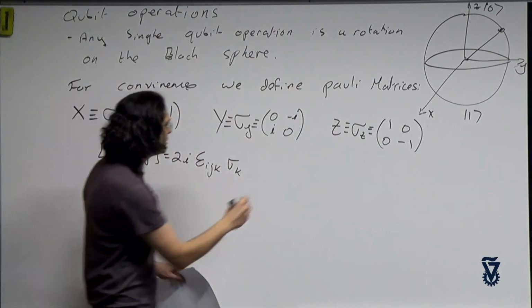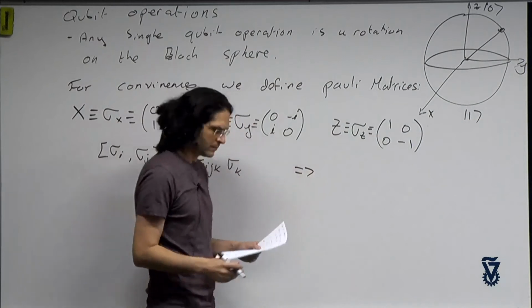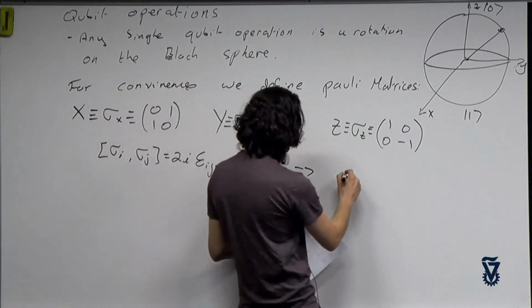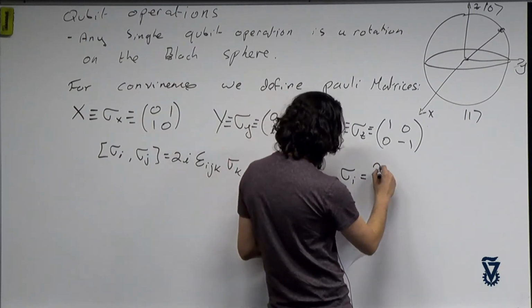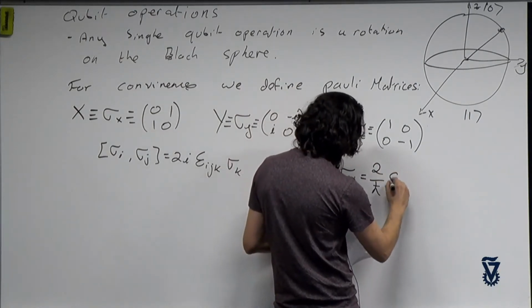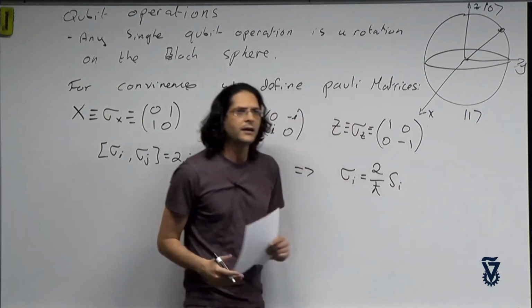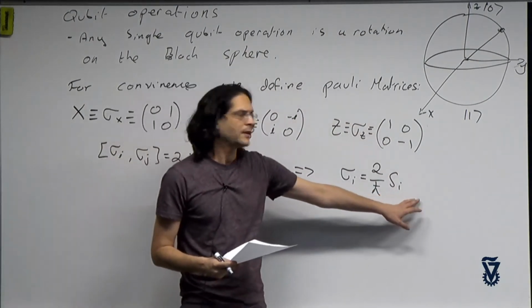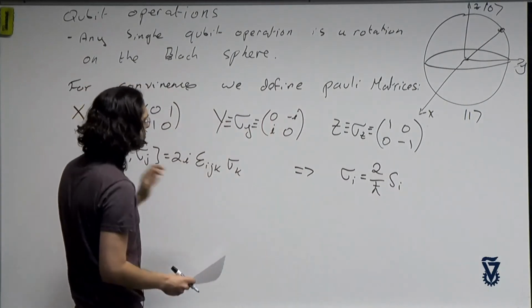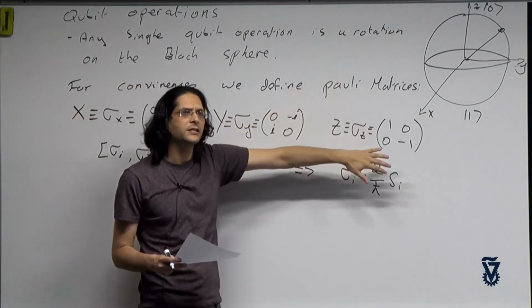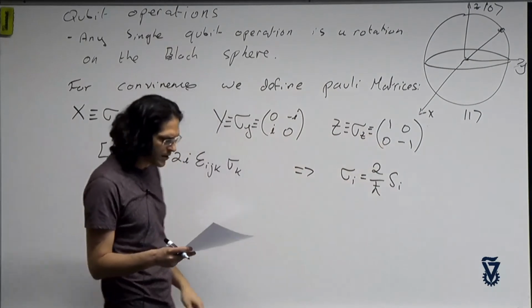Now, in an analogy to a spin, because I think most of you are physicists and you've seen operators for spin, if you just take sigma i, you'll notice that it equals 2 over h bar S i, where S i is just the spin operator that you've seen in quantum mechanics. So this is just the connection. A qubit is basically a quantum spin.